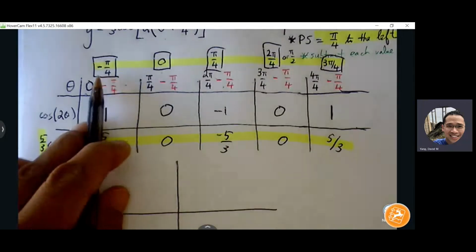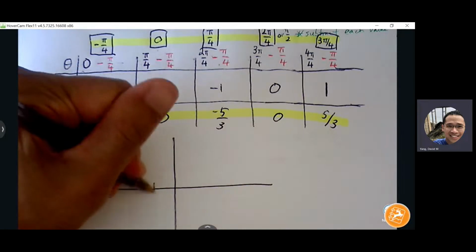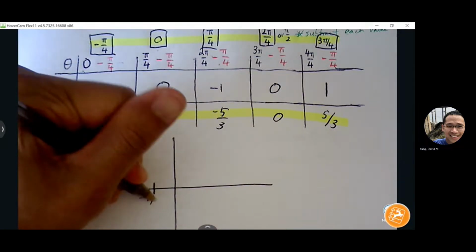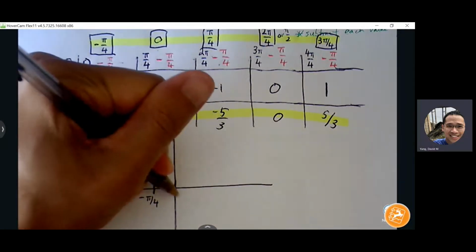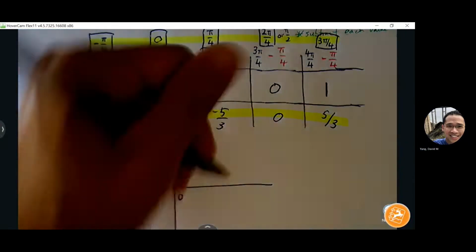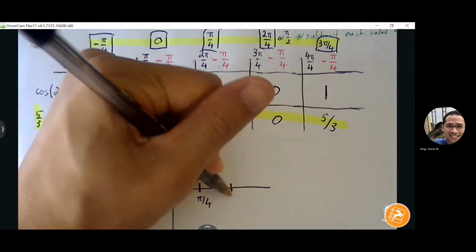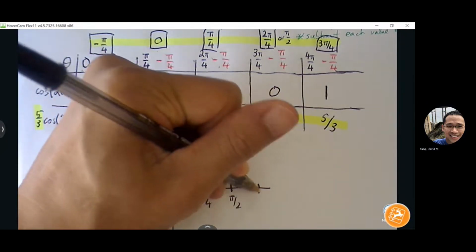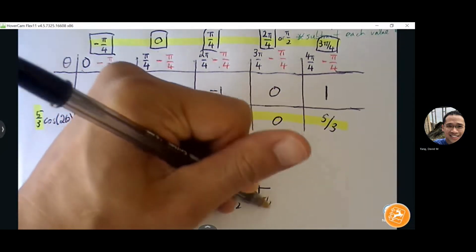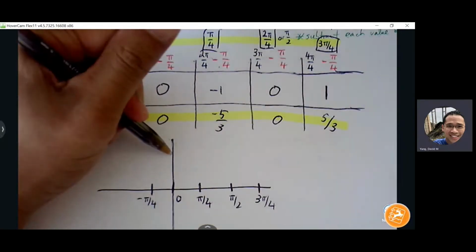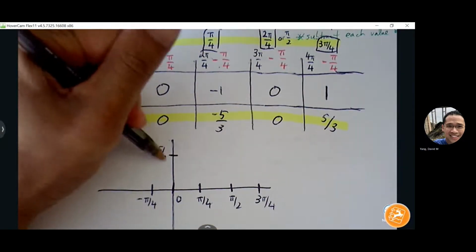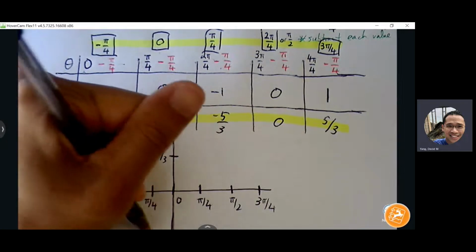So now we're going to start at negative pi over 4. 0 is also one of them. Pi over 4. Pi over 2. And 3 pi over 4. We're going to go as high as 5/3. Go as low as negative 5/3.